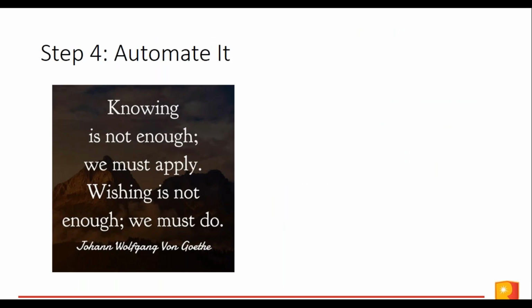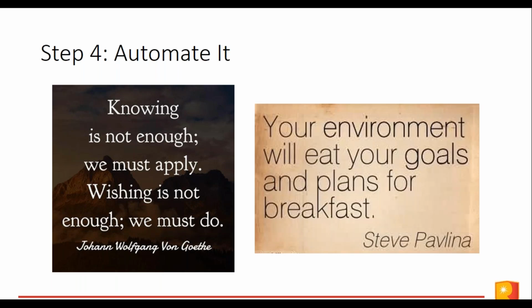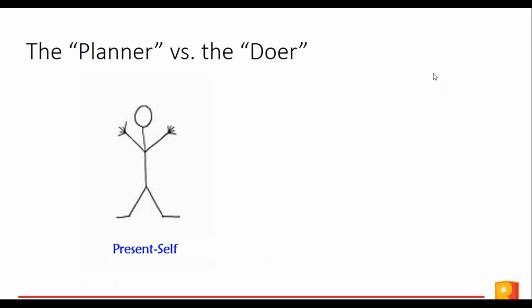I found a couple of sayings that I really liked. The first one is knowing is not enough, we must apply. Wishing is not enough, we must do. So we are learning a lot about budgeting, different tools, and we're putting plans in place, but we have to take action. Also, your environment will eat your goals and plans for breakfast. So this is what we're talking about in automating. We're going to want to make sure that we are setting our environment up for success.